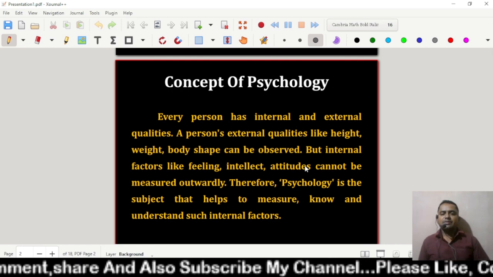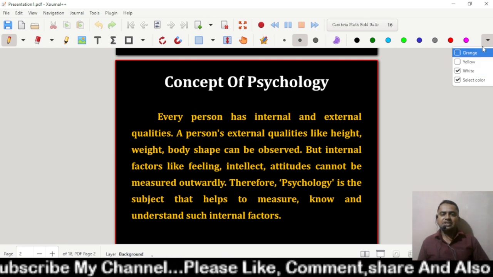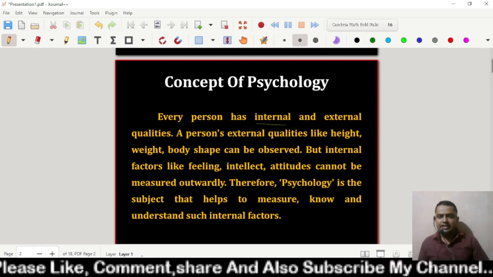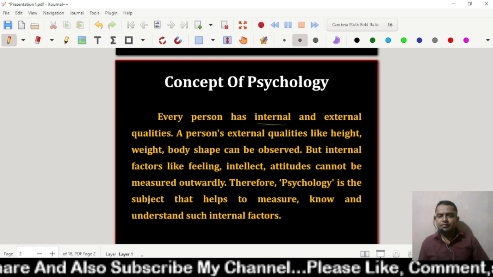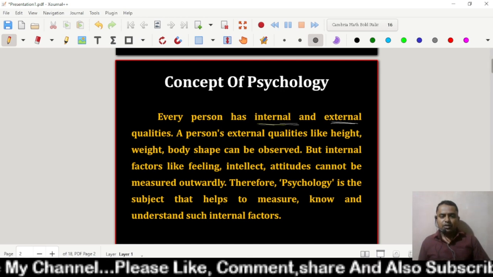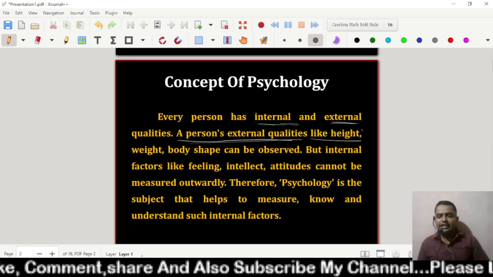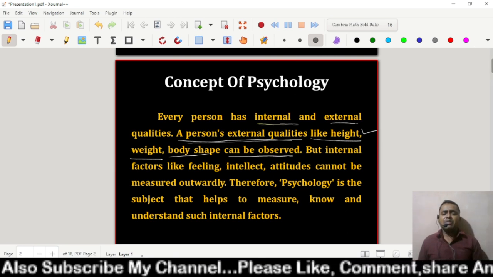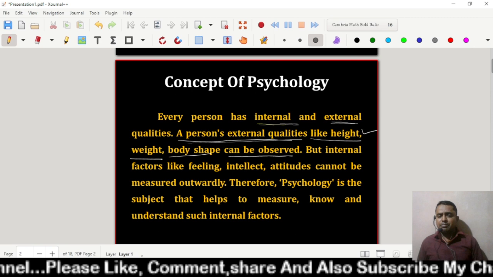In this concept of psychology, every person has two types of qualities, that is, internal and external qualities. A person's external qualities, like height, weight and body shape, can be observed. We may easily observe the external qualities of a person.